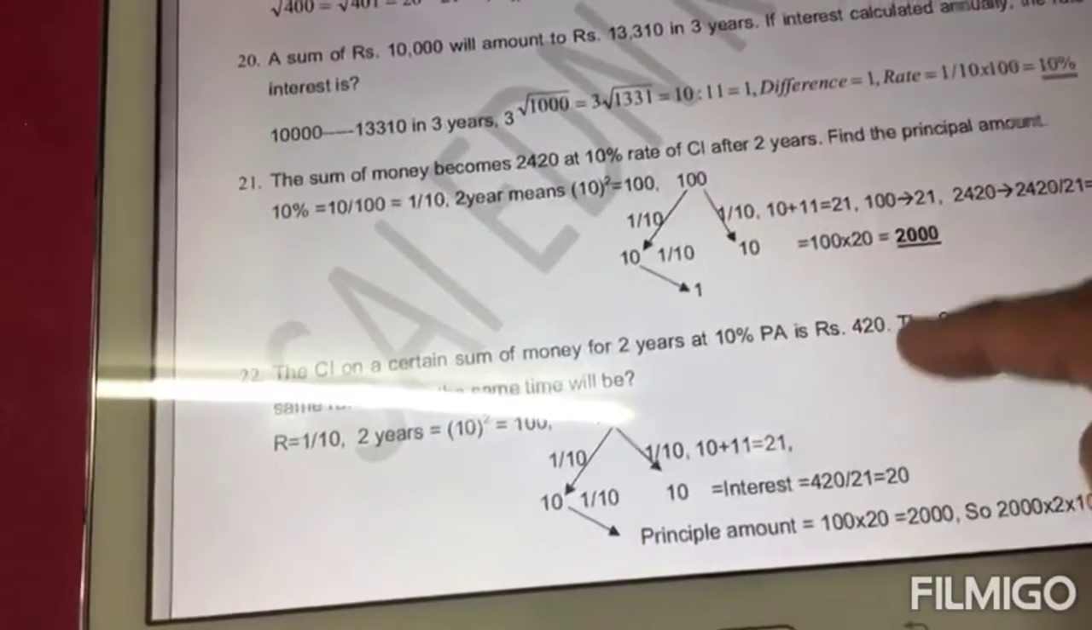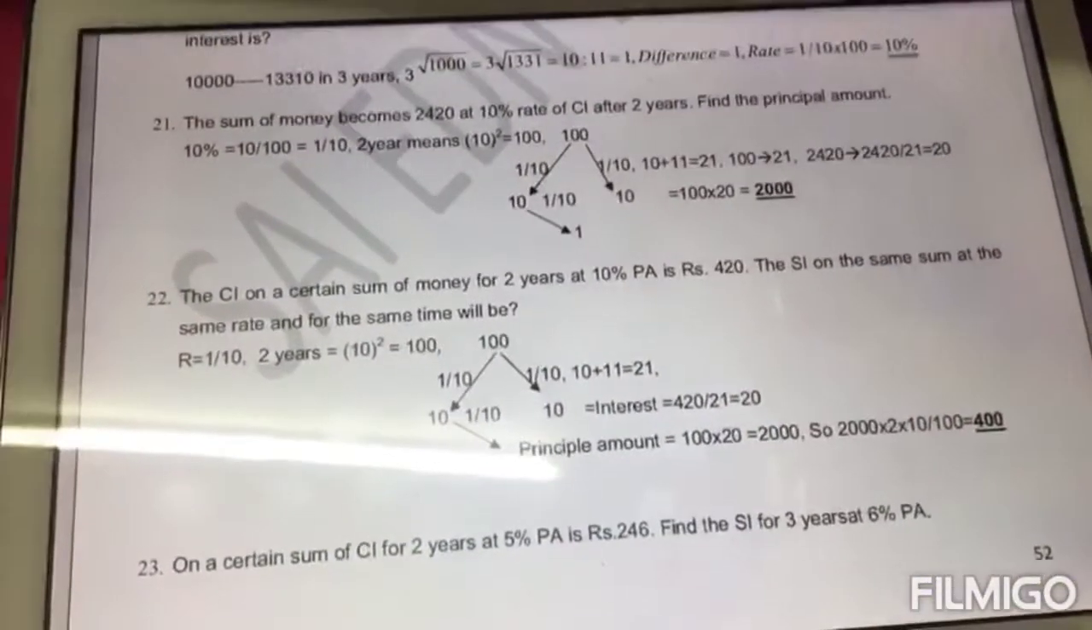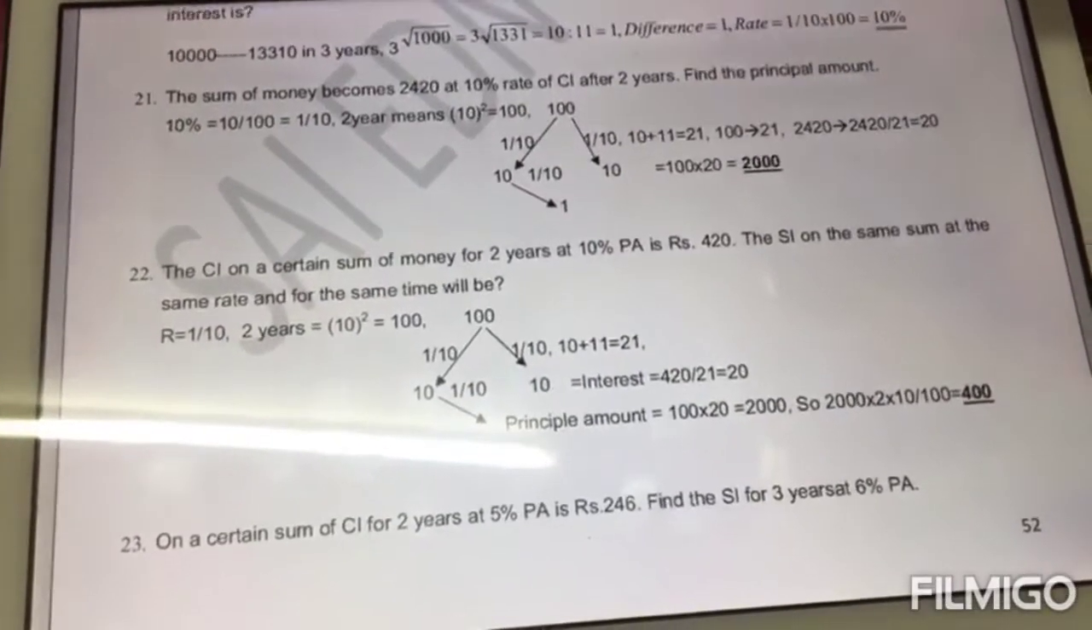We finished number 20. So 21, 22 and 23 are similar. So I will only do one of them. The remainder you can try on your own. So I'll do number 22.